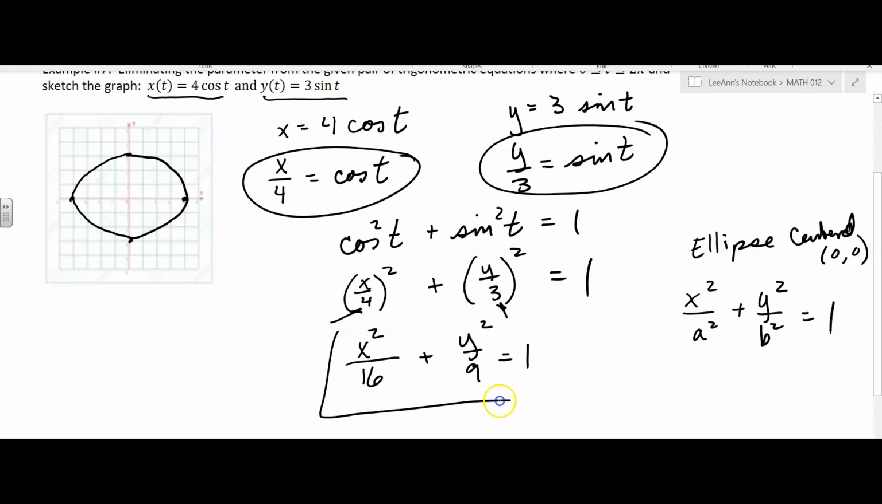Okay, so here's the Cartesian equation. It is in the form of an ellipse centered about the origin. And that's the way I graph them. You could find more ordered pairs. It just would be more labor intensive. And just try to draw an ellipse.